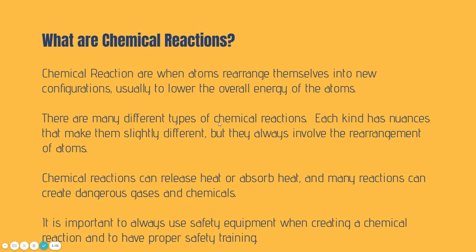There are many different types of chemical reactions, and each kind has nuances that make them slightly different, but they always involve the rearrangement of atoms. Chemical reactions can also release or absorb heat, and many reactions can create dangerous gases and chemicals, right? Which is why safety is always a concern when you're having a chemical reaction going on. It's also important to always, like I said, use safety equipment when being around chemical reactions and have the proper safety training to make it safe.